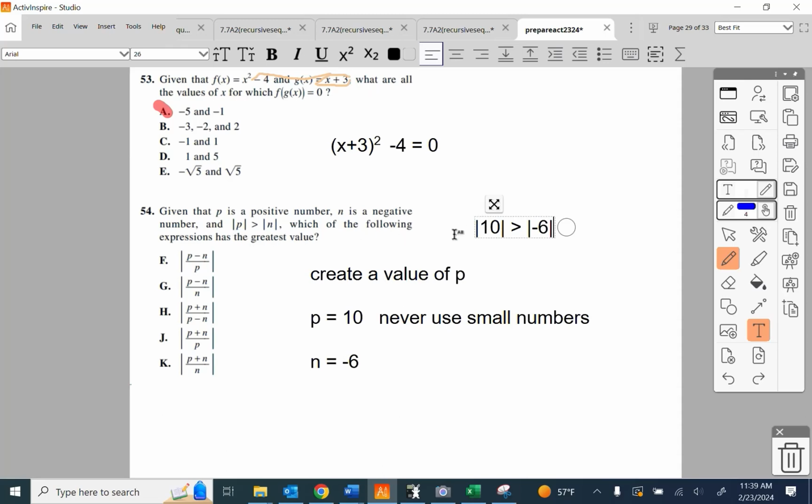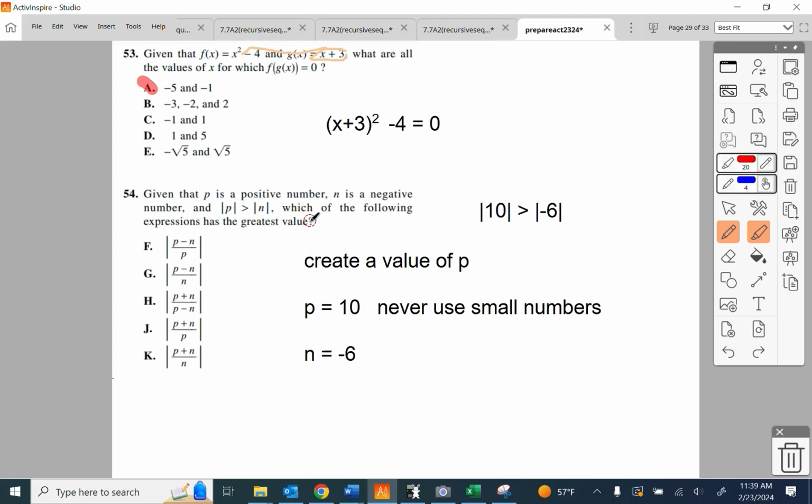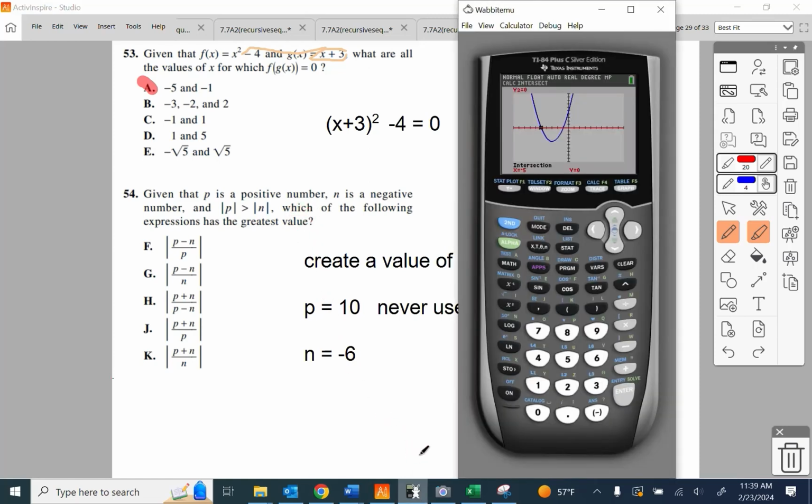And it says, which of the following expressions has the greatest value? And again, I just am going to use calculator. That's all I'm going to do. I'm going to get back to the main display here. I'm going to take 10 and store it to p. Alpha, where's that p? 8 is the p key. I'm going to take a -6, hit the store key, and store it to n. Alpha n.